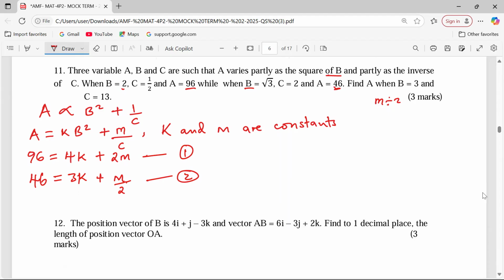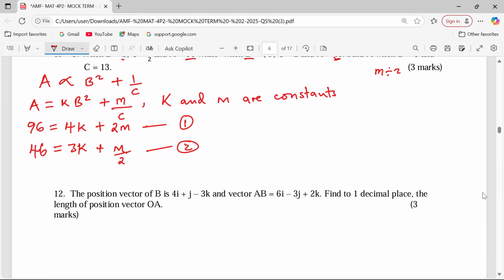And to solve them simultaneously, we shall talk about the value of m. From equation 1, the value of m equals, we divide through by 2. 96 by 2 gives us 48. Then minus the 4k should also be divided by 2 to give us 2k.